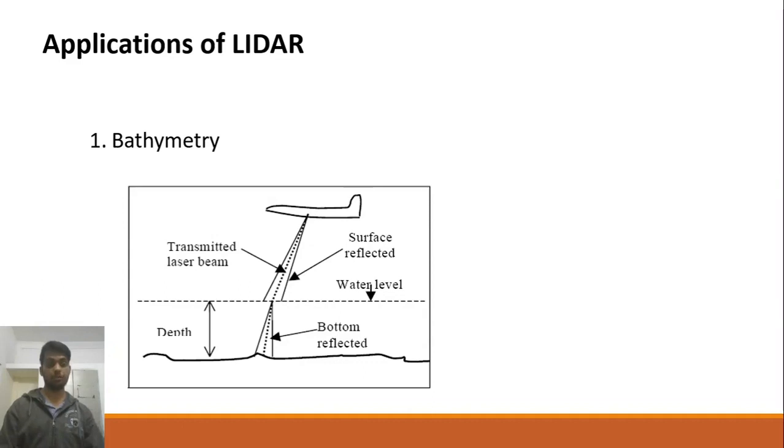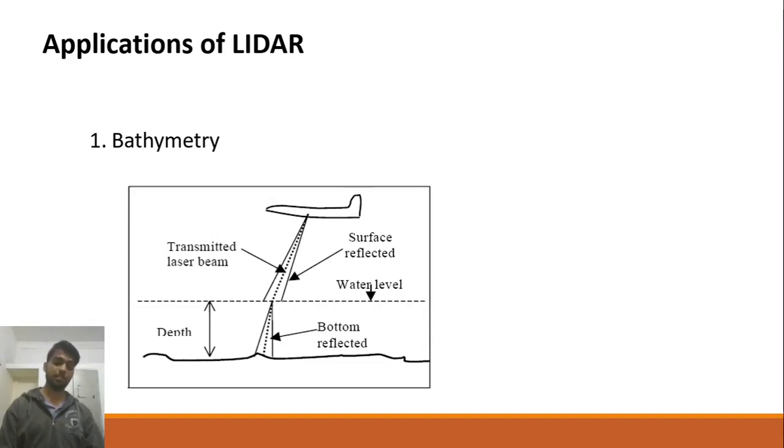Now, I'll be talking about some important applications of the LiDAR system. The first application that I'll be discussing is bathymetry, or measuring depth of water bodies. Most of the initial uses of LiDAR were for measuring water depth. Depending upon the clarity of the water, LiDAR can measure depths from 0.9 meter to 40 meter with a vertical accuracy of 15 centimeter and horizontal accuracy of 2.5 meter.